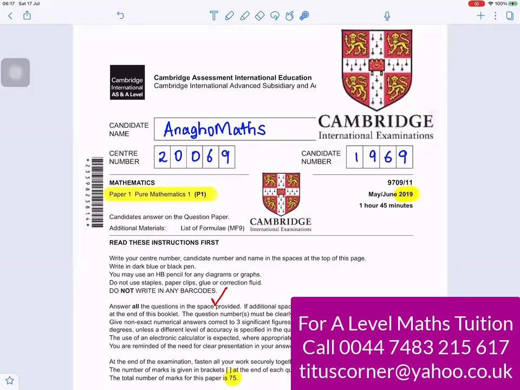Cambridge International A Levels. Paper 1, Pure Mathematics 1, June 2019. Answer all the questions in the spaces provided. The total number of marks for this paper is 75.